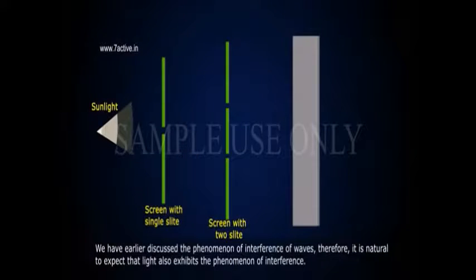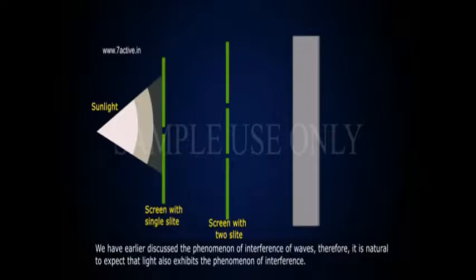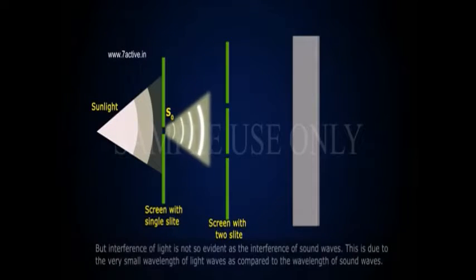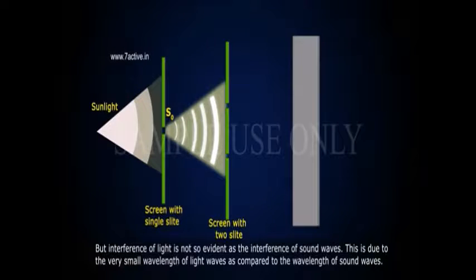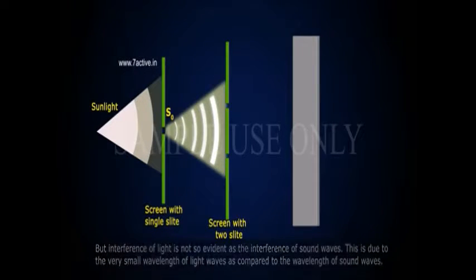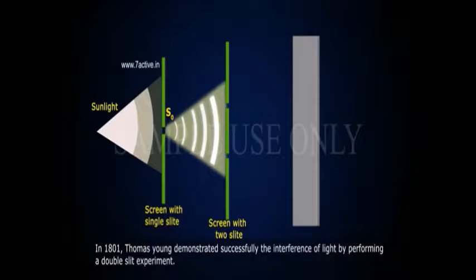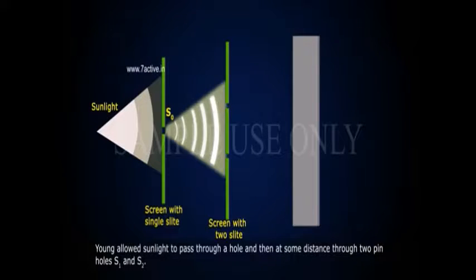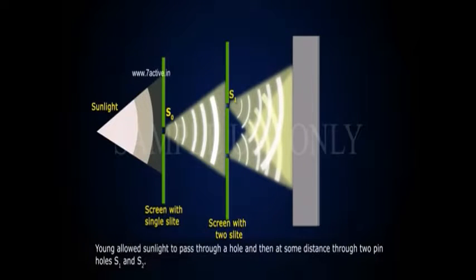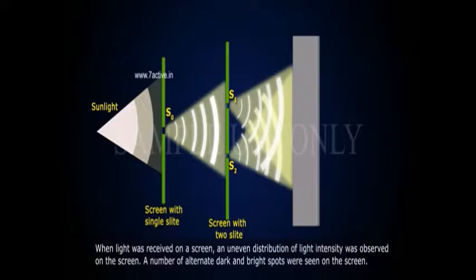Experiment. We have earlier discussed the phenomenon of interference of waves. Therefore, it is natural to expect that light also exhibits the phenomenon of interference. But interference of light is not so evident as the interference of sound waves. This is due to the very small wavelength of light waves as compared to the wavelength of sound waves. In 1801, Thomas Young demonstrated successfully the interference of light by performing a double-slit experiment.